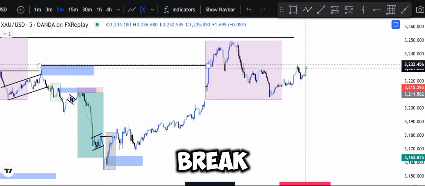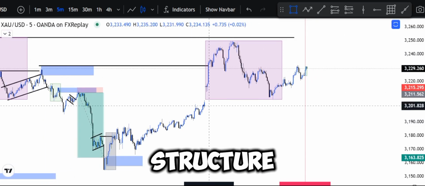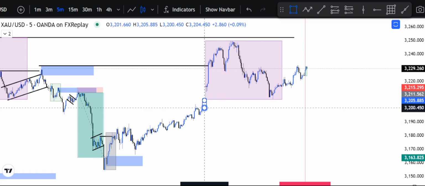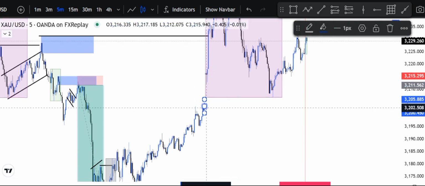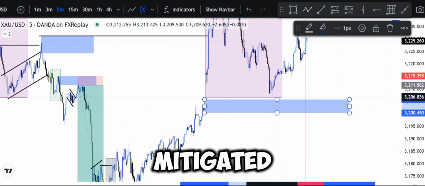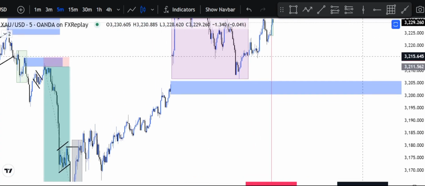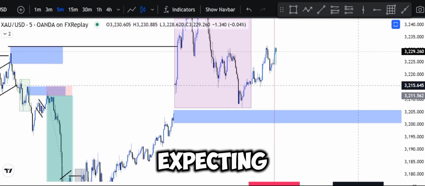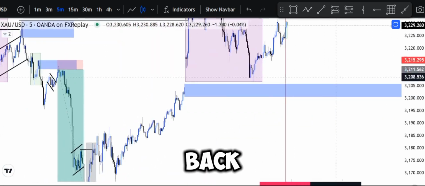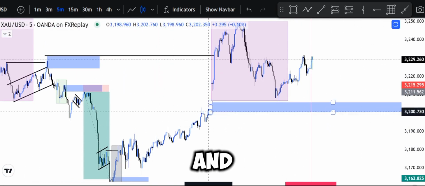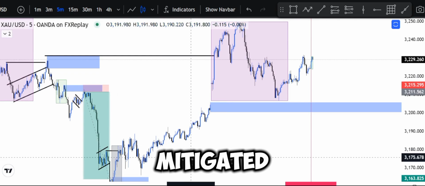We can call this a break of structure. The last candle that broke structure is this one. Was this mitigated? No. So we are still bullish. We should be expecting price to come back. The reason I picked this one is because all this one looks mitigated.